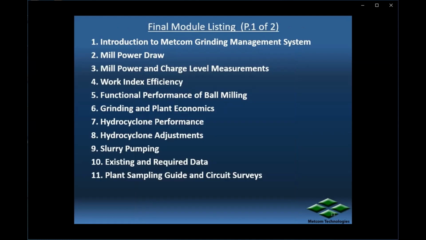A total of 21 training modules encompassing the 13 components of the grinding process improvement system were developed over the initial 3-year period. This training includes topics such as mill power and charge level measurements, work index efficiency calculations, functional performance analysis of the ball milling circuit, economic analysis of efficiency gains, hydrocyclone and pumping systems, and how to carry out plant sampling surveys.